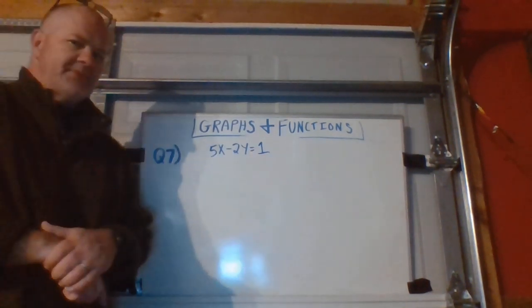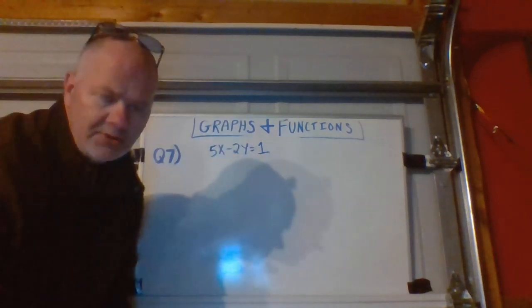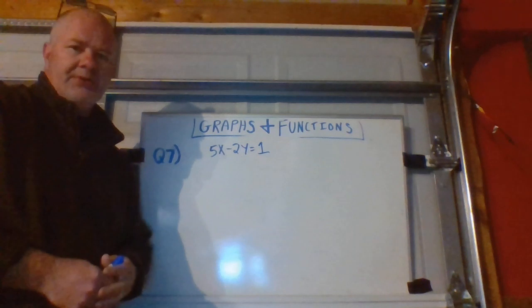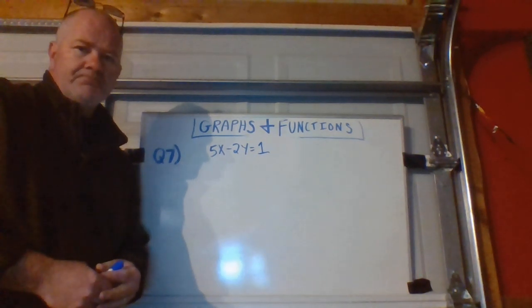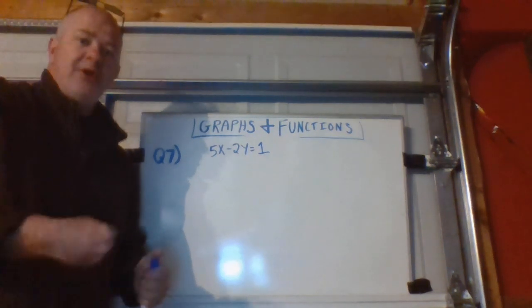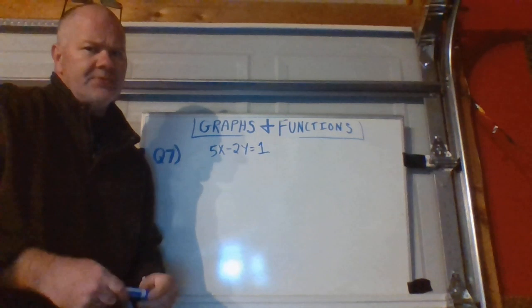Okay, question number 7. They give us an equation, and then they ask a follow-up question. What we're going to do with this right away is rearrange it and put it into slope-intercept form. We're going to do that so it's easier to read, easier to use, and easier to think about. And you'll see why in a moment.